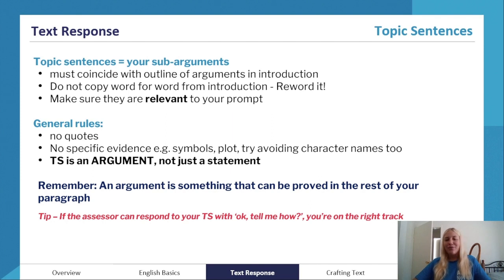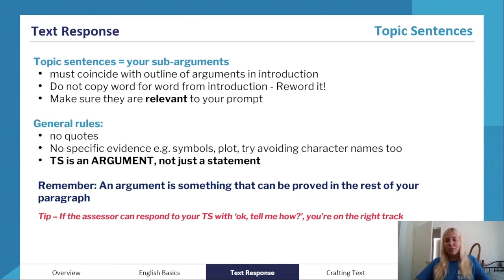Now, for your body paragraphs, remembering that your topic sentences are your sub arguments, and all of your topic sentences, your sub arguments, have a connection to your contention. Okay, they need to coincide with the outline of your arguments in your introduction, and they need to clearly stem from the contention that you've written from your interpretation. They need to be linked together. They must be reworded. You cannot be using the same words when you outline your arguments and when you write your topic sentences. And they must be answers to your prompt in a nutshell.